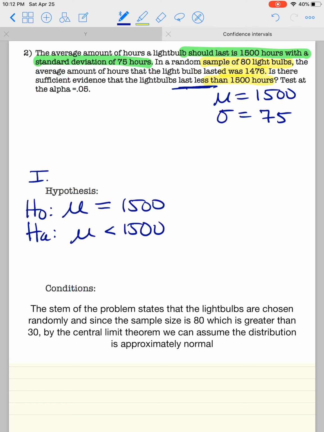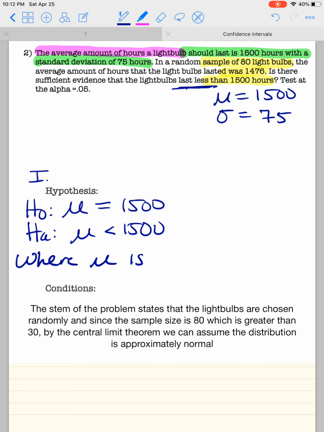The most important thing that you guys cannot forget is to define your parameter of interest. So you have to say where mu is, and then you just go back up here and read what it says and write that down. Where mu is the average amount of hours a light bulb should last. I'm not going to write that there because I don't want to waste time, but that's what you need to write for your parameter of interest. You have to tell the reader what mu is.